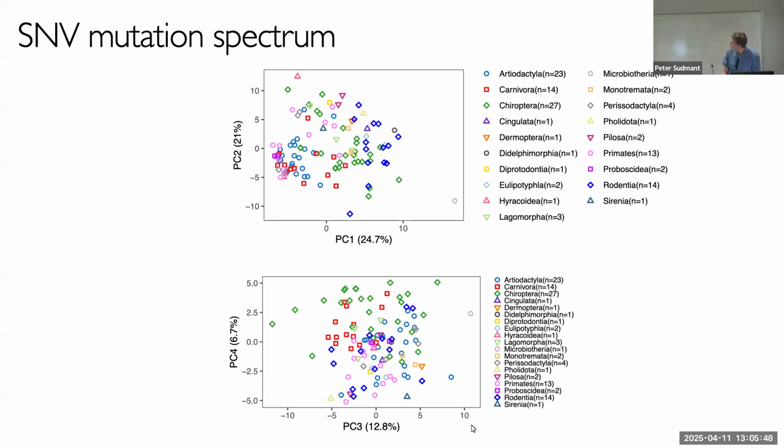So here's again, also, I think just mammals and PC4 versus PC3. And up here in green are all the bats, right? So the bats have their own mutational signature. And so now we're trying to extract and figure out which mutational signatures are coming from which species.